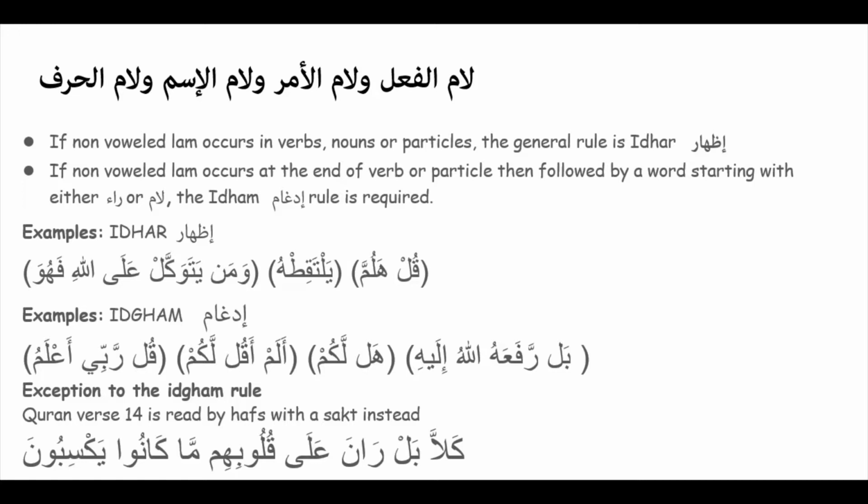Alam aqul lakum. Aqul is lamul fi'l followed by lam, then it has to be merged together, and the hukm is going to be idgham. Qul rabbi: qul is also a verb, an imperative verb followed by ra, and it's going to be idgham.